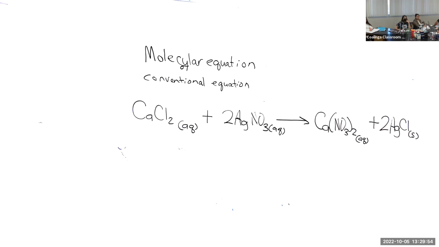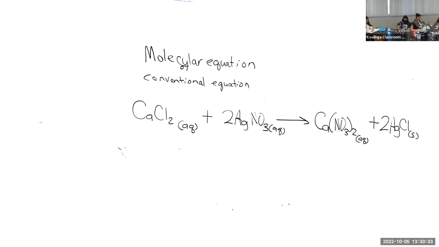Add coefficients? We have calcium, one on each side, right? We have chlorine, 2 here, 2 chlorines here, 2 on each side. We have 2 silvers, 2 on each side. We have 2 nitrates, 2 on each side, right? So we know that it's balanced. Okay? So we always want to make sure, first thing that we want to do, check to make sure that it's balanced.